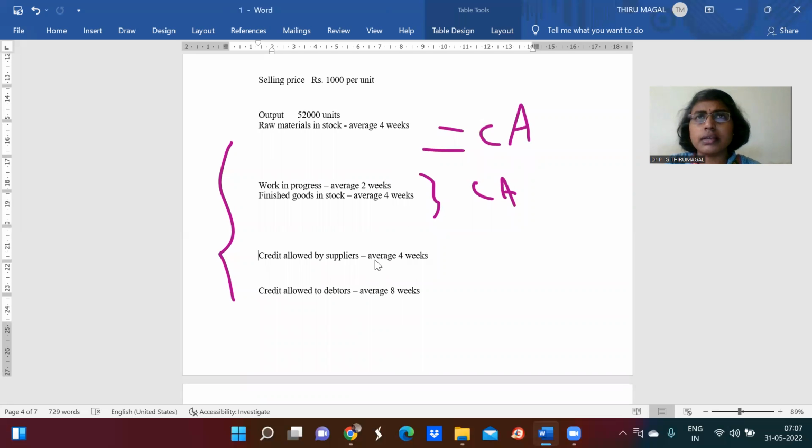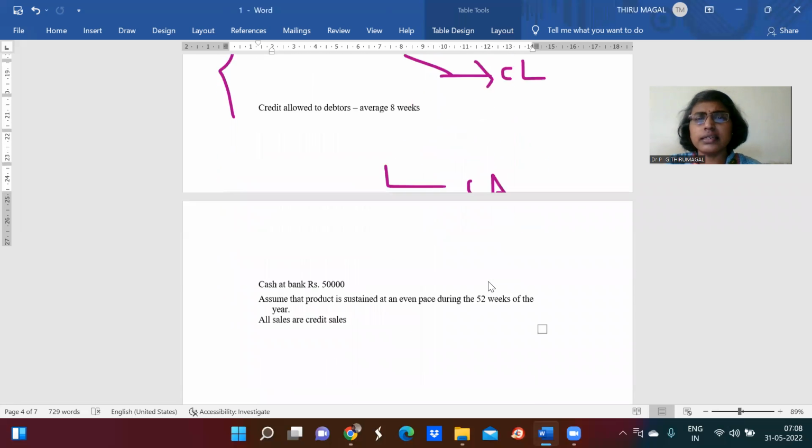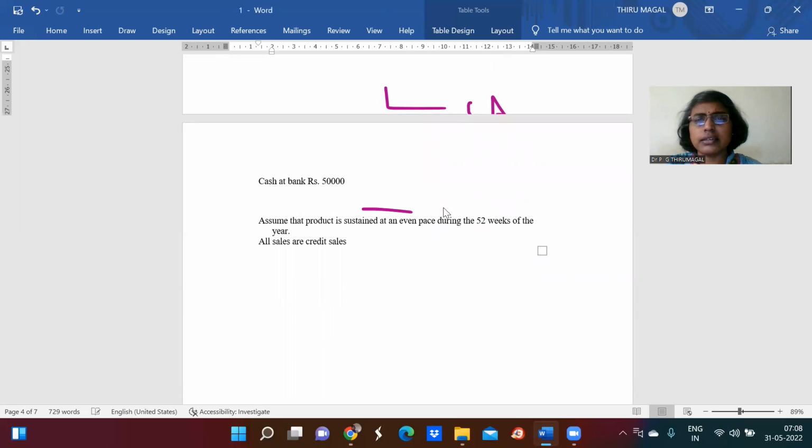Then credit allowed by supplier is nothing but a current liability. The supplier is nothing but the creditor of the company, so this is a current liability. The creditors or suppliers are the current liabilities. The next one, credit allowed to debtors. Debtors is a current asset. The next data is cash. Cash is a current asset because cash at bank is a current asset.